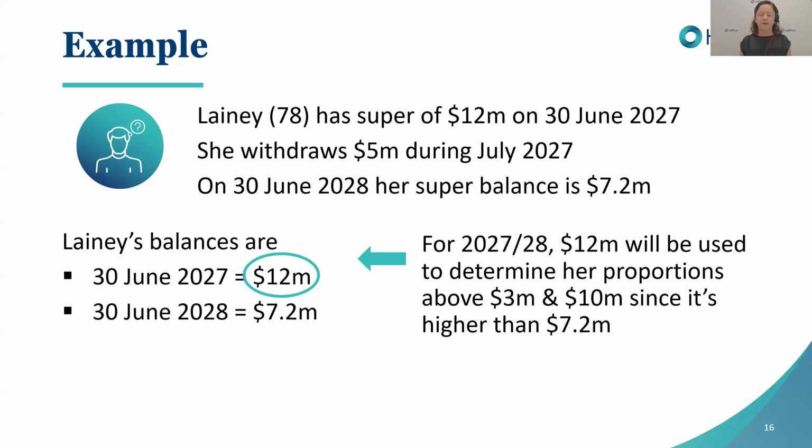When we are working out her Div 296 tax liability for 27-28, we actually have to base that on $12 million, the higher of the opening balance and the closing balance, which is a bit unfortunate, and we'll have some flow-on consequences of that in terms of people who have unfortunate situations where their superannuation balance might disappear from fraud or those sorts of bits and pieces, but this is the rule that we have.